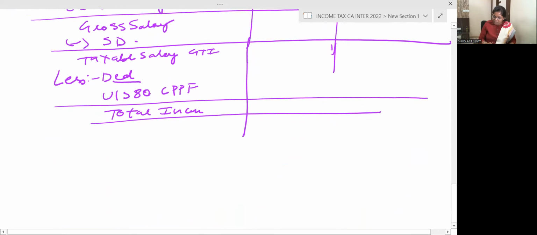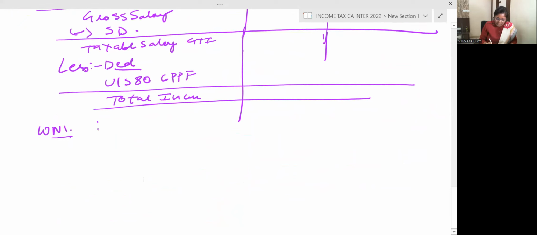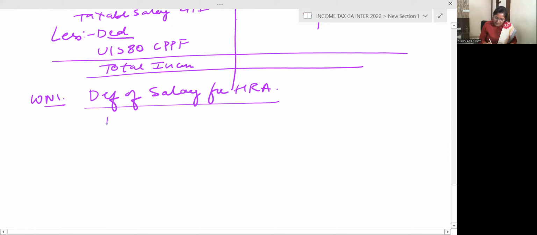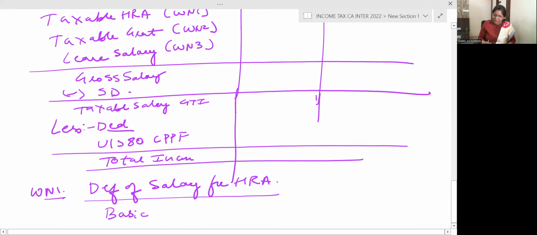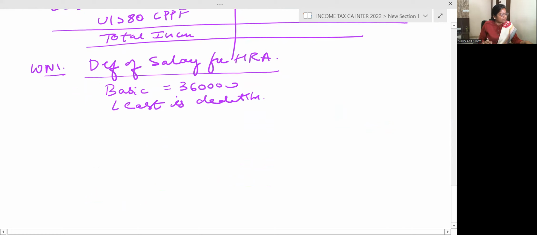Ready to go for working note 1? Working note 1. What is it, dear students? Working note 1. Definition of salary for HRA. This is a revision of regular classes. One concept, one problem, what we have done for HRA. This time it's only basic. Otherwise, basic, DA and commission. But here it is only basic. And that basic is 3,60,000. Then you write down least is deductible for HRA. So how much is the least which is deductible for HRA?